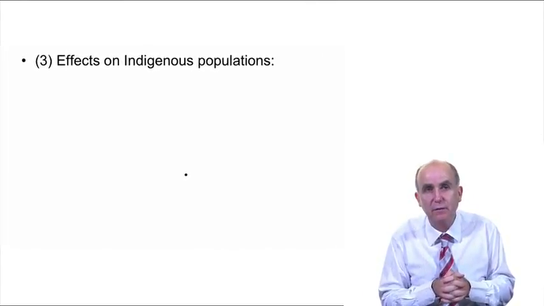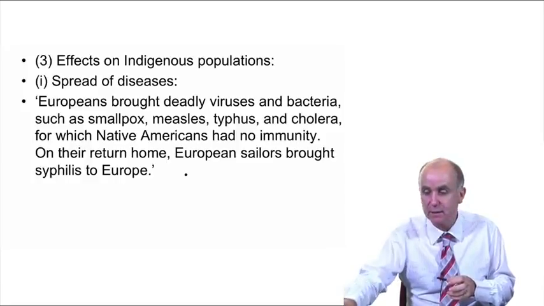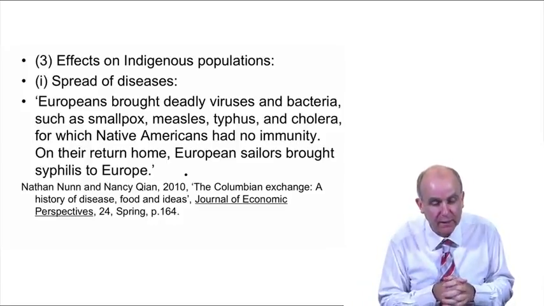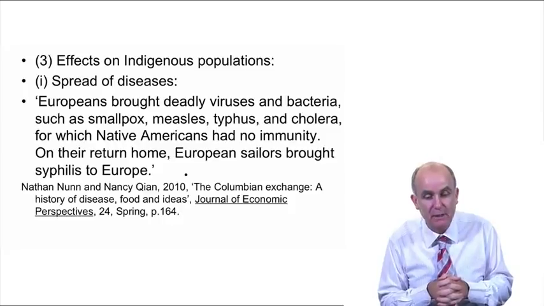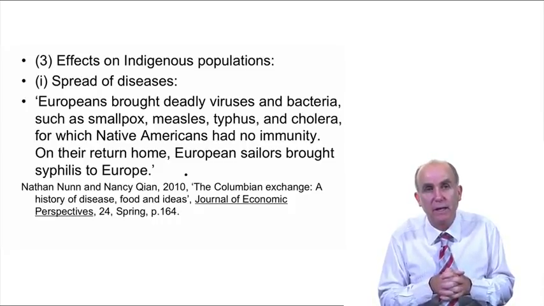There were also significant effects on indigenous populations from European contact. One effect was the spread of diseases. This quote from Nathan Nunn and Nancy Qian points out that Europeans brought deadly viruses and bacteria such as smallpox, measles, typhus and cholera, for which Native Americans had no immunity. And so during this period there were very high death rates amongst, for example, the American indigenous population from having these diseases brought to the Americas by European populations.